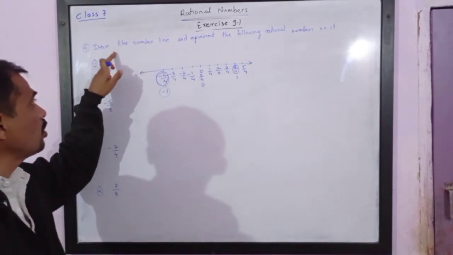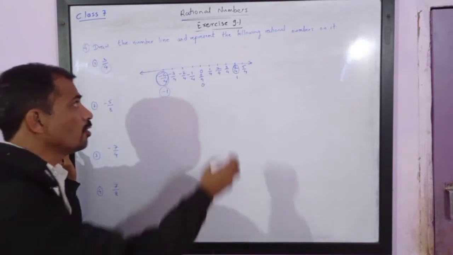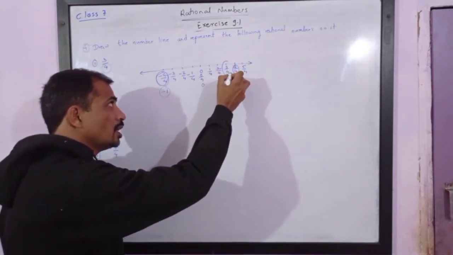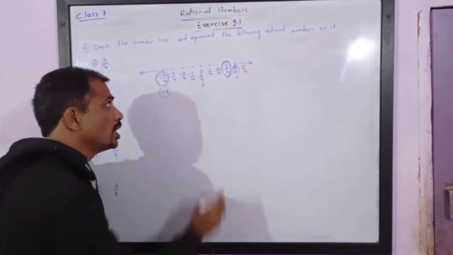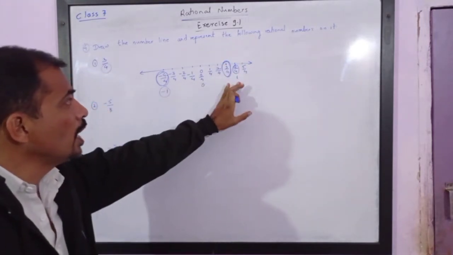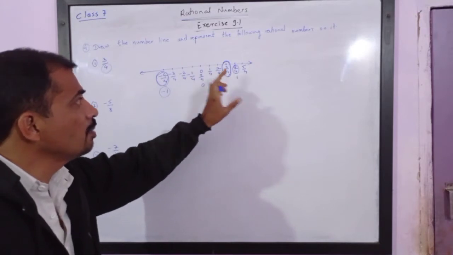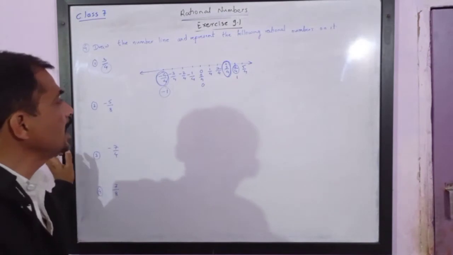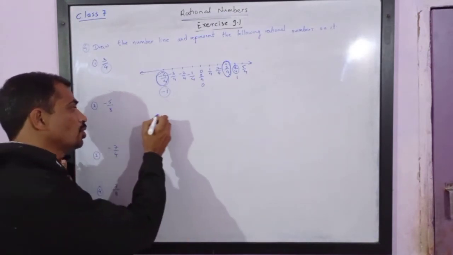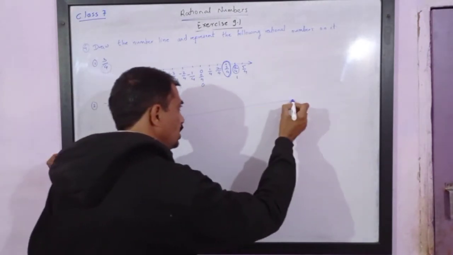We are asked to plot where is 3 upon 4. So 3 upon 4 is this point. Please note, if you divide 1 in 4 equal parts, then the third part will be 3 upon 4. Next number is negative 5 upon 8. So for this, we draw a number line.